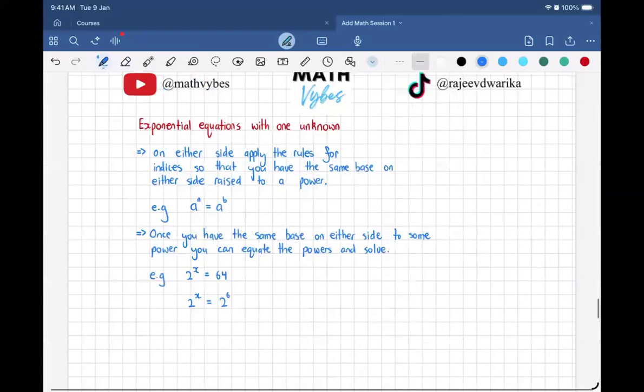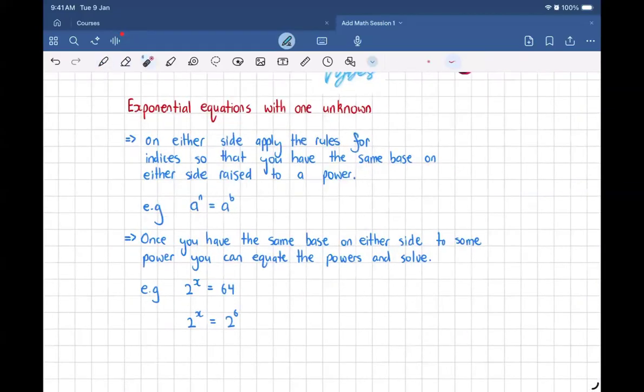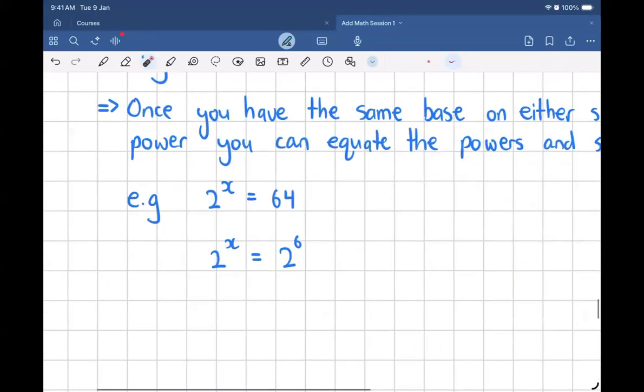So let me ask you guys this. Is this in the form where you have the same base to some power? Yeah? No? Yes, sir. Yeah, it's in the exact same form. And so once we have this form, we could drop the base and just equate the powers. And Shay, let's try to understand why. What's the only difference between this and this? The bases are the same, but one is an unknown index and the other one is known. Exactly.